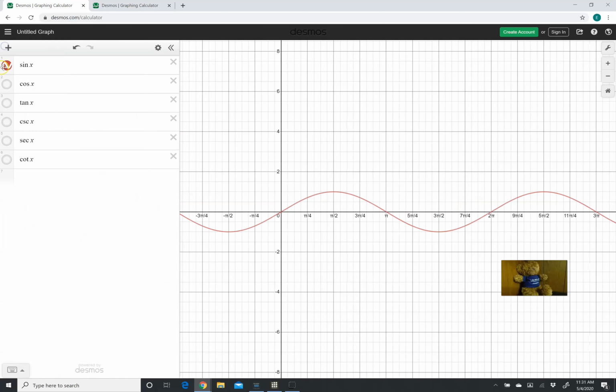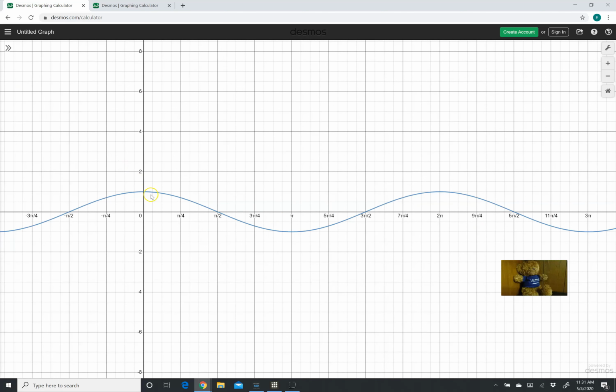Let's take a look at the cosine. Okay, so here we have the cosine. At 0, it's 1. At pi over 2, it's 0. At pi, it's -1. 3 pi over 2, it's back to 0 again. And at 2 pi, it's 1. And we can keep going and going in both directions.